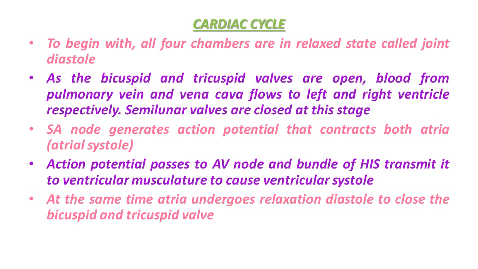Initially, the four chambers were in a relaxed condition. Then SAN generates an action potential which contracts both atria, that is the atrial systole condition. And now in the next stage, the ventricular systole condition, the ventricular muscle contracts, the atria undergo relaxation, that is the diastole position, along with the ventricular systole.